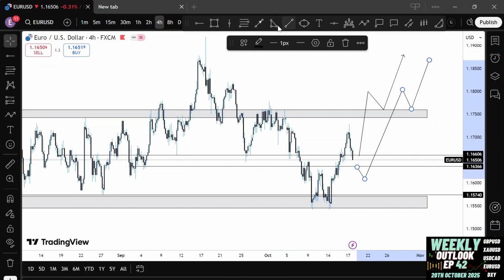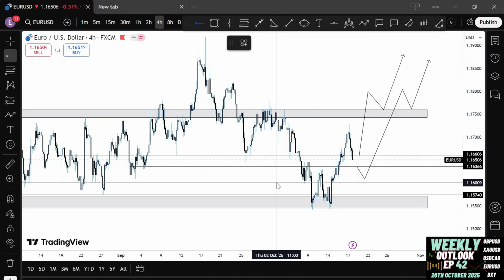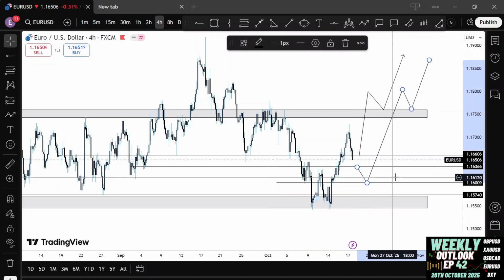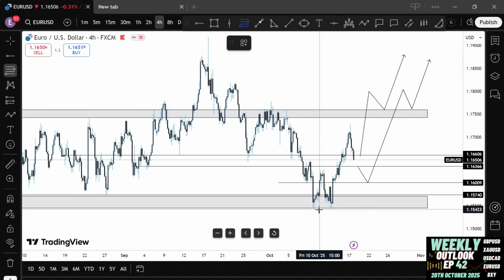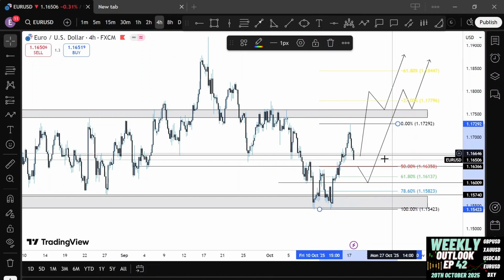Alright, let's just mark here with something like this and just extend this. Good. So something like this, and we could actually confirm the pullback maybe with a fib retracement right there, where here is 50 and around here is 61.8, and then we'll continue to the upside. But let's see how that will play.